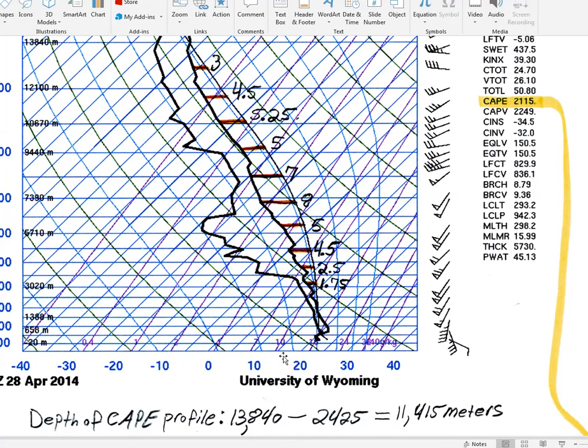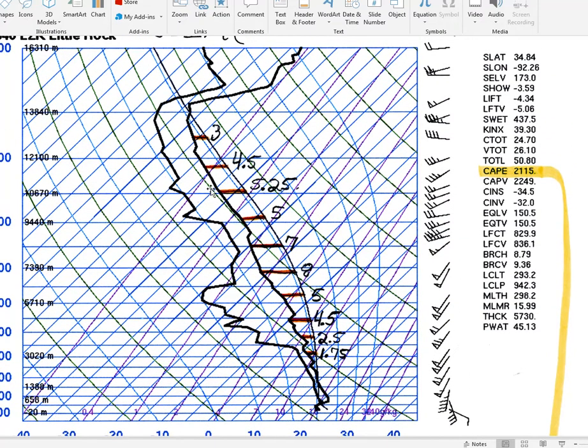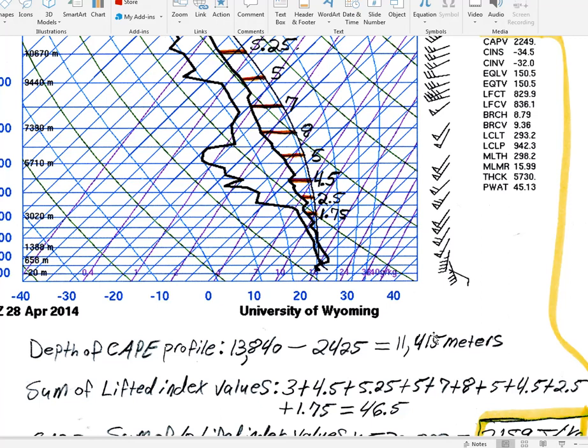But here, the top of the buoyancy profile I determined was at 13,840, which is up here. See, 13,840, it's right there. You come across, there's the equilibrium level. And the bottom of the CAPE profile I determined was 2,425 meters. That's all the way down here. So 2,425 is right here. You can see there's 3,020 meters, there's 1,389, so it's in between there, right in through there is the LFC height. Okay, so the total depth of the CAPE profile is 11,415 meters.